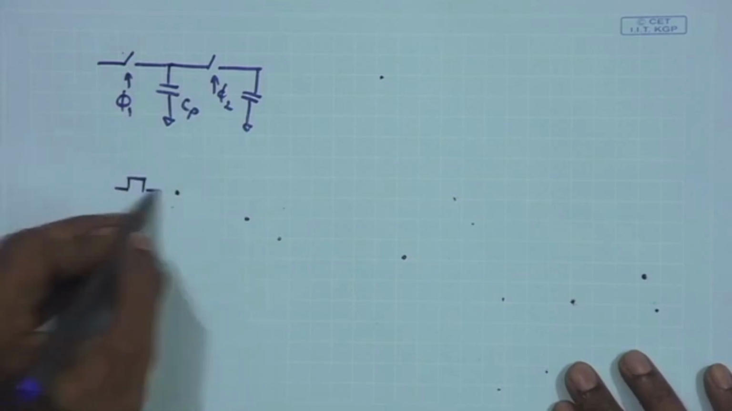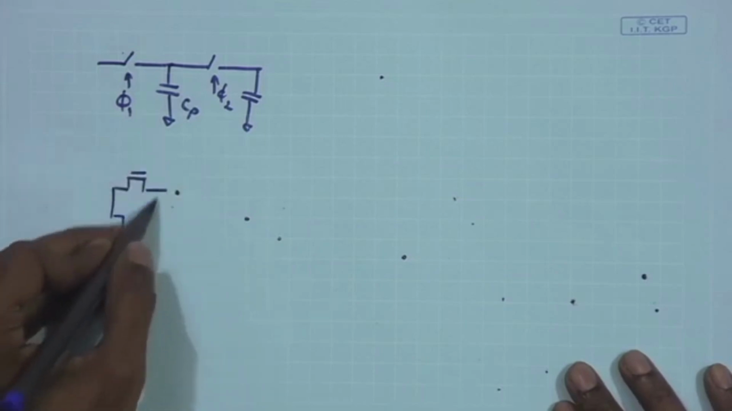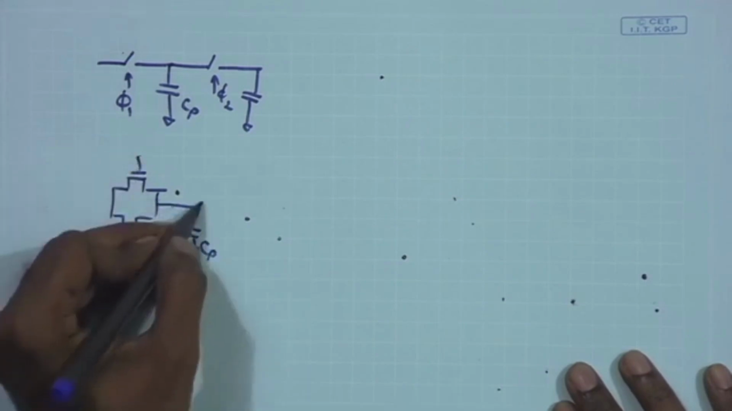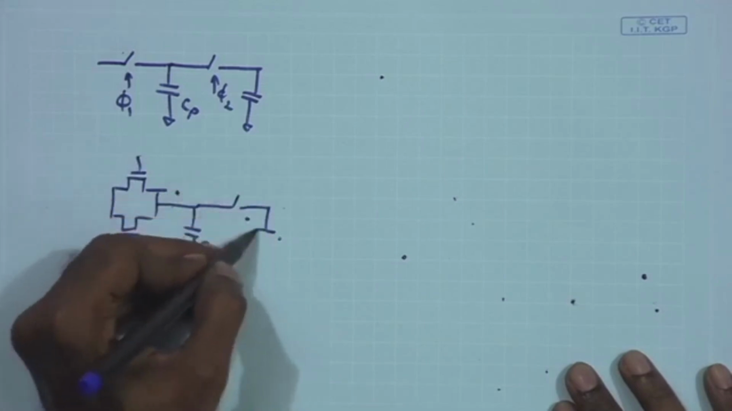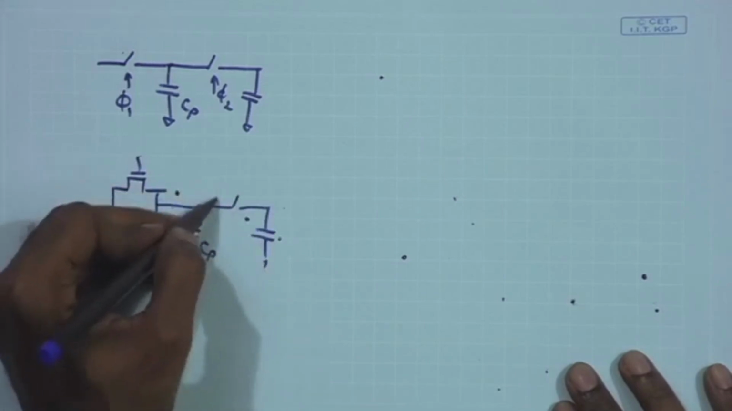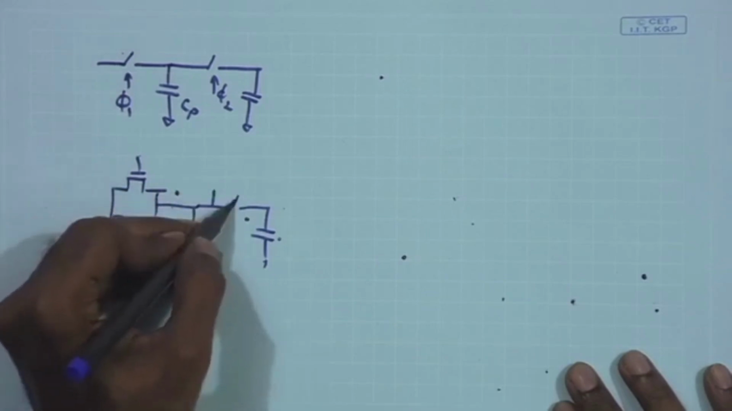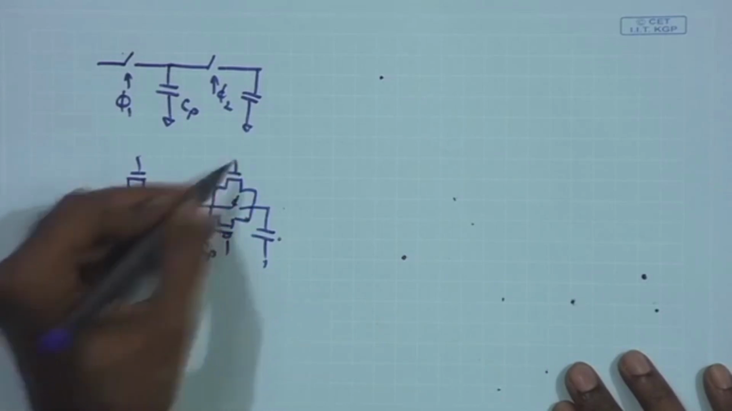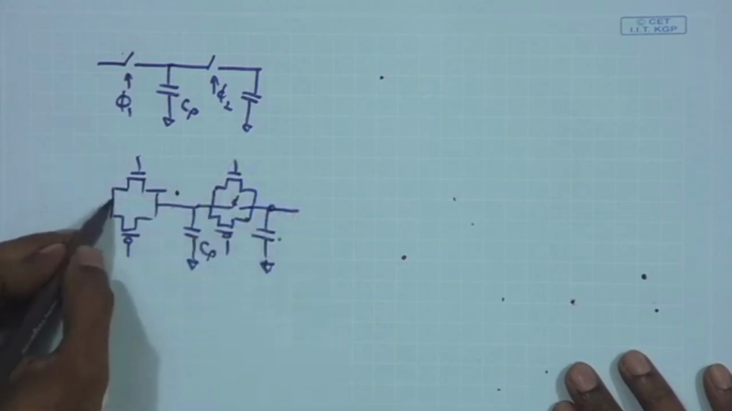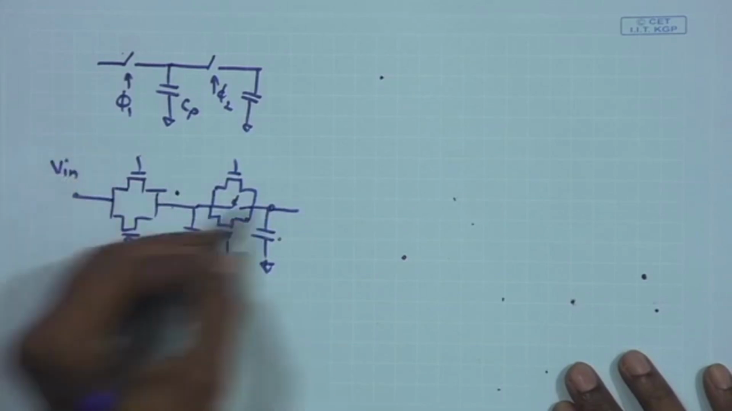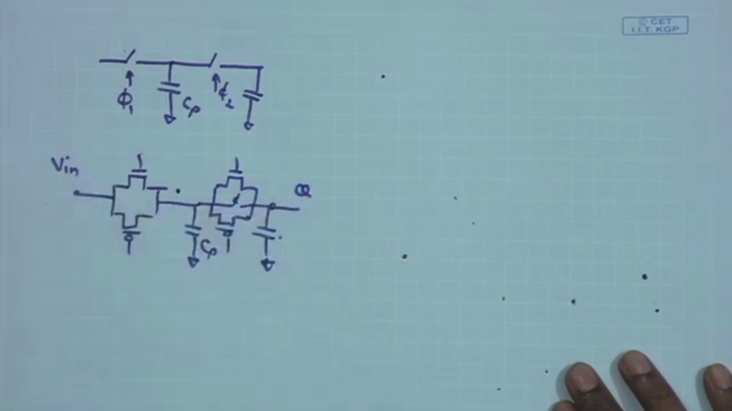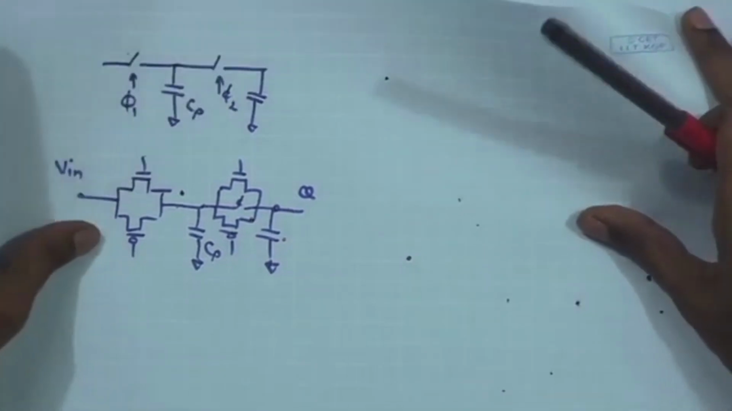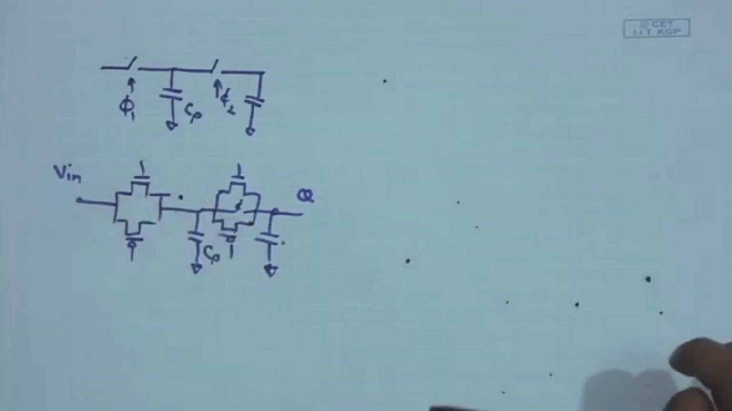So, correspondingly I have the transistor level implementation. Sorry, we are supposed to make the transistor level implementation. So, this is the simplest possible implementation that we can have.